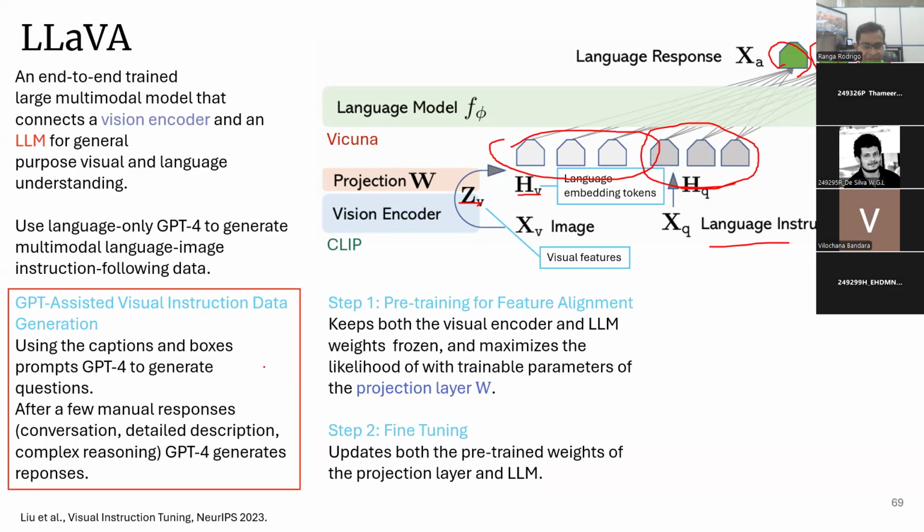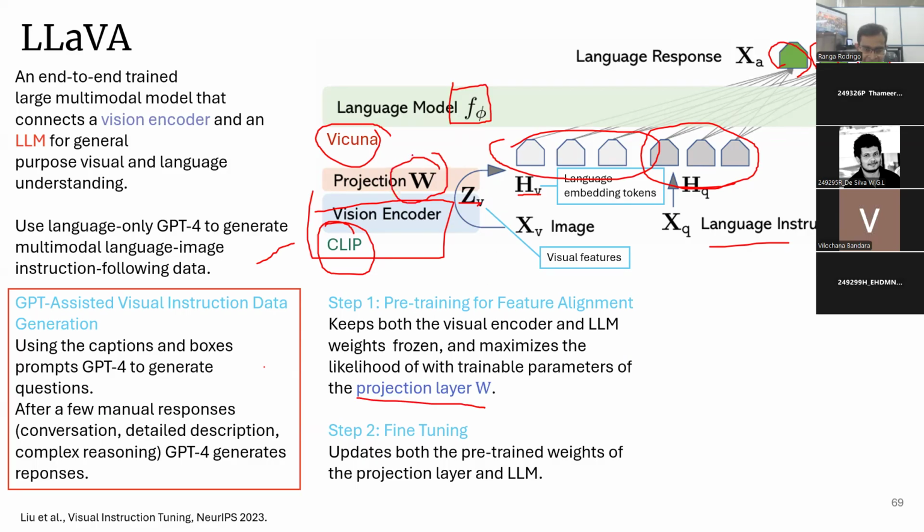Step 1 is to pre-train the feature alignment. It keeps both the visual encoder and LLM weights frozen. Here you see they use CLIP for the vision encoder and Vicuna for the language model. Both are frozen first, and it maximizes the likelihood with the trainable parameters being the projection layer. So they make this projection layer learned, which means the images are encoded similar to the words.